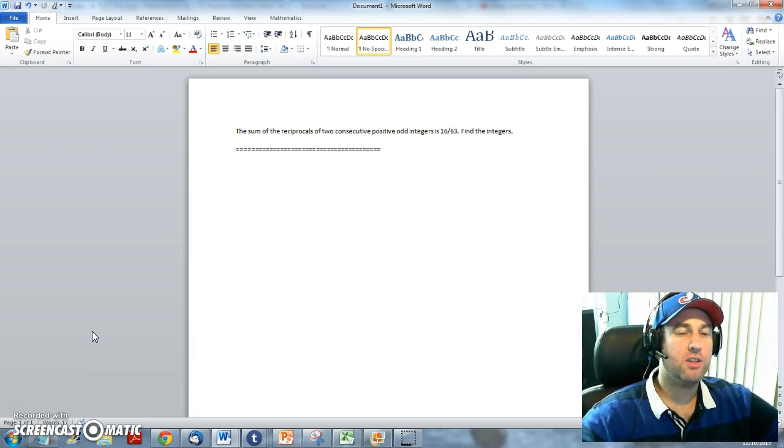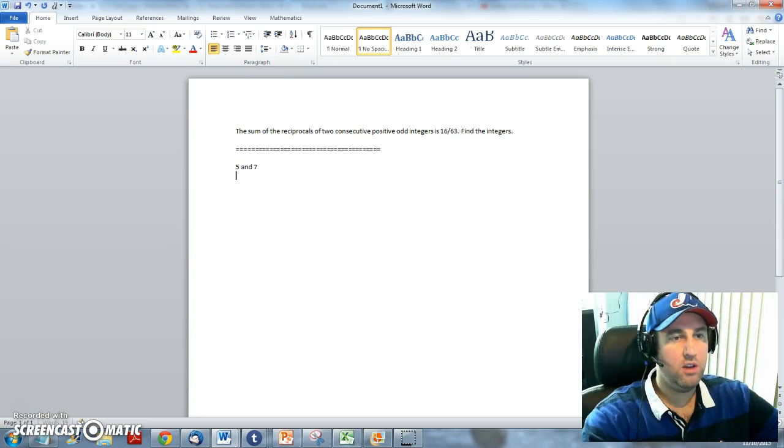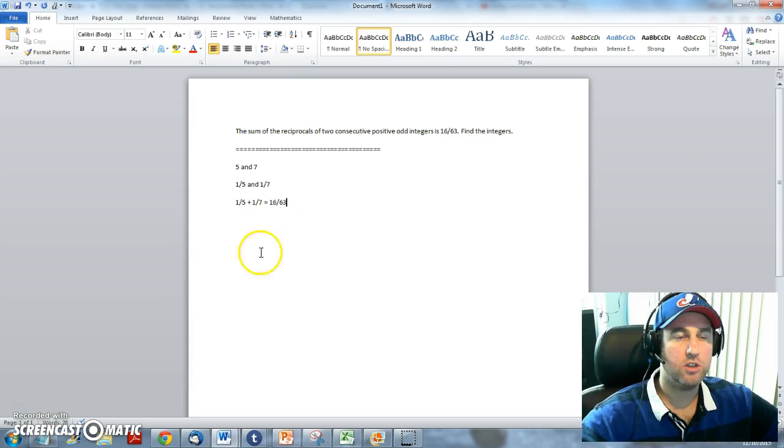All right, so we're told that the sum of the reciprocals of two consecutive positive odd integers is 16 over 63. So that's saying that if we have two odd numbers, like let's say 5 and 7, and we take their reciprocals, so 1 over 5 and 1 over 7, and we add them up, it equals 16 over 63. Now, I don't know if that's true or not. I just picked two random odd consecutive numbers to give the context for those of you who are struggling with how this is set up.